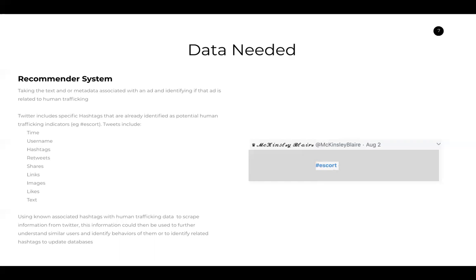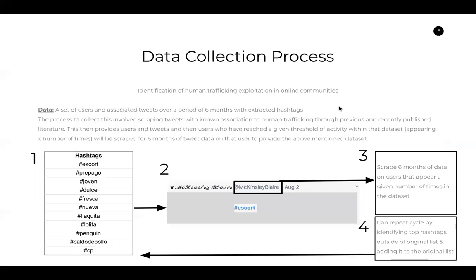For this example, the data that would be needed could come from Twitter. For Twitter, there's a lot of different types of information that could be included. There might be a username in a tweet, and you could collect this data using a hashtag. I'll just show you on the next slide. This is the data collection process.